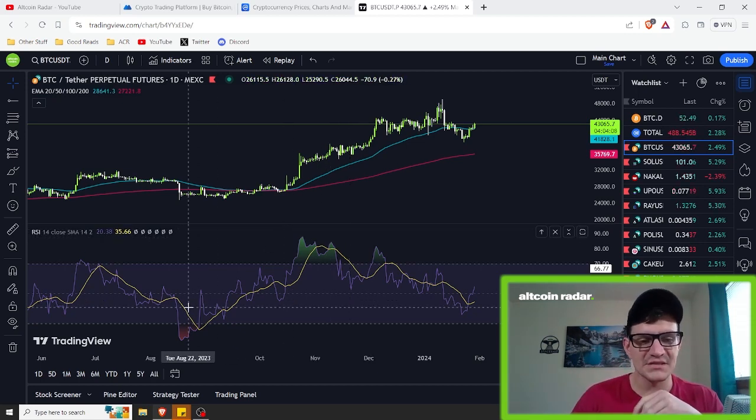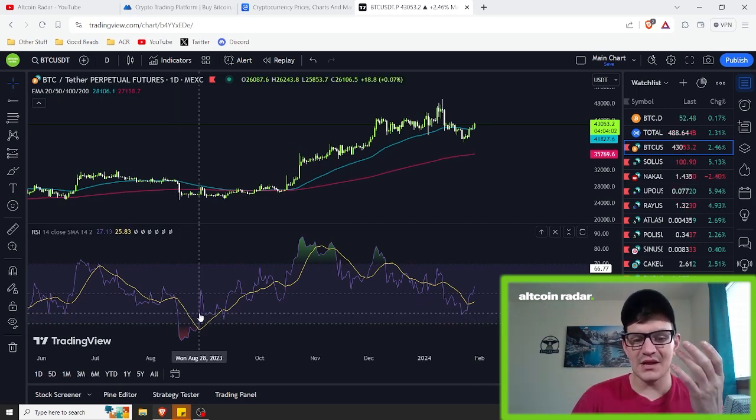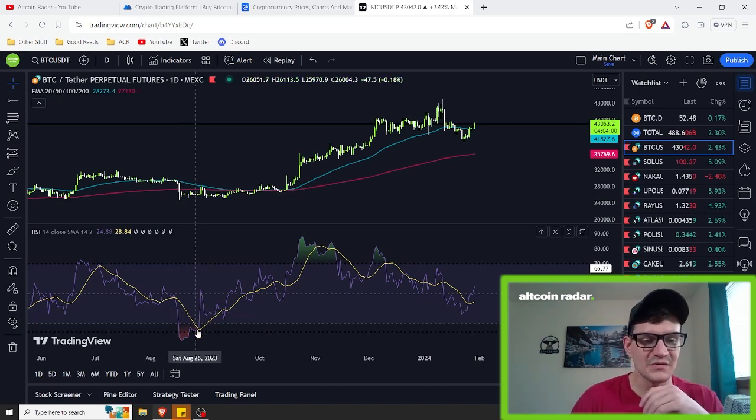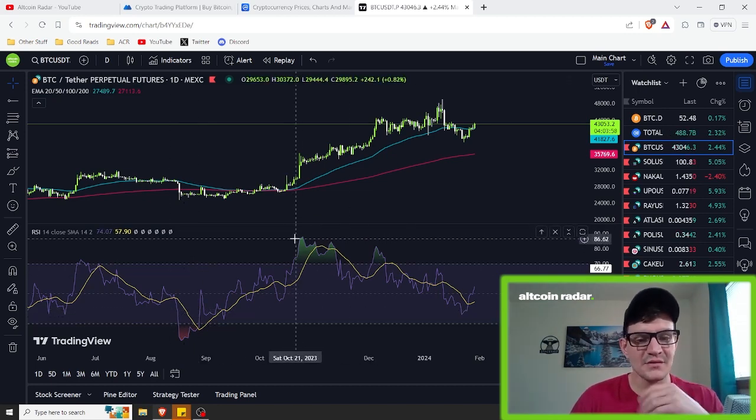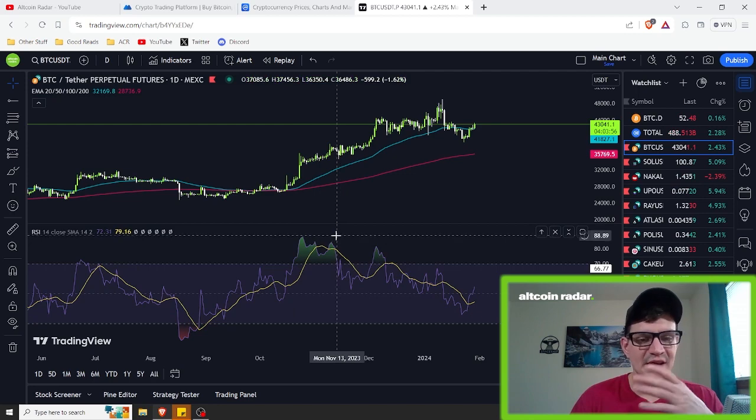All right. As you can see clearly right down here, we were in oversold territory from August 17th to the 28th. Pretty much 11 days we were in oversold territory. And way up here, very strong bullish momentum. We sat there for an entire month.